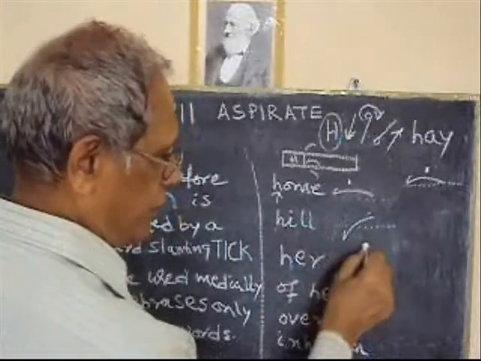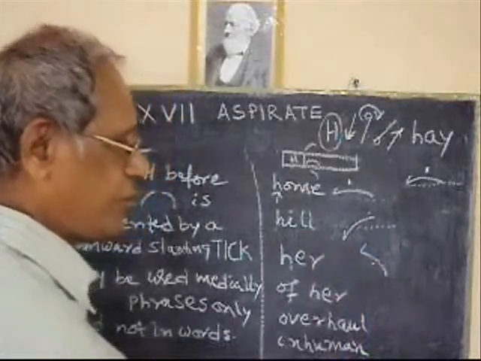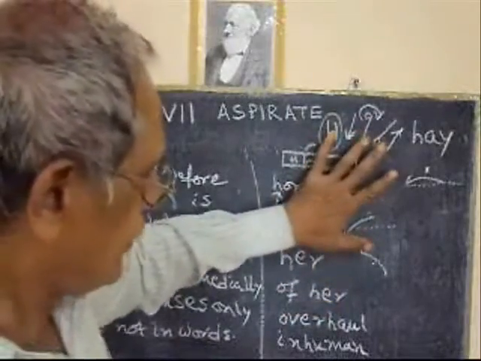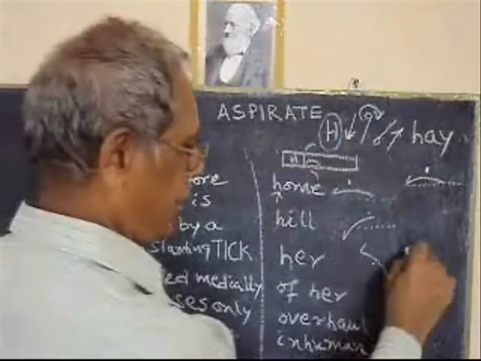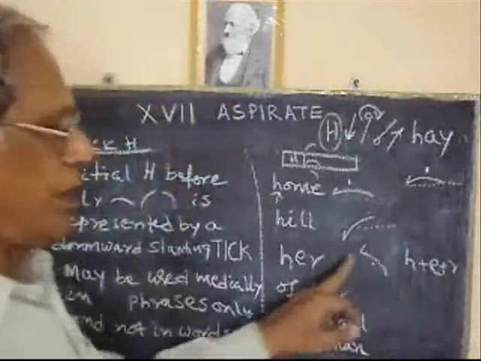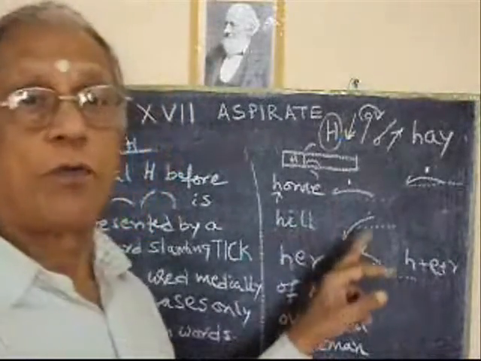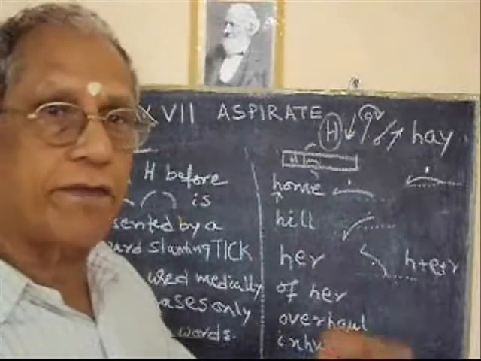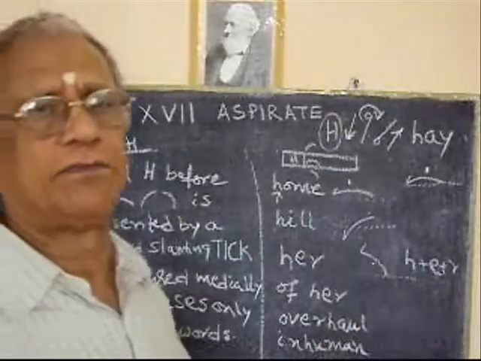Have. Downward form, then have. This represents a hay, small tick. Then it is a have. Hay plus a, plus have. So before the strokes M, L, R, the initial sound of H is represented by a small tick. So it is called a tick hay.